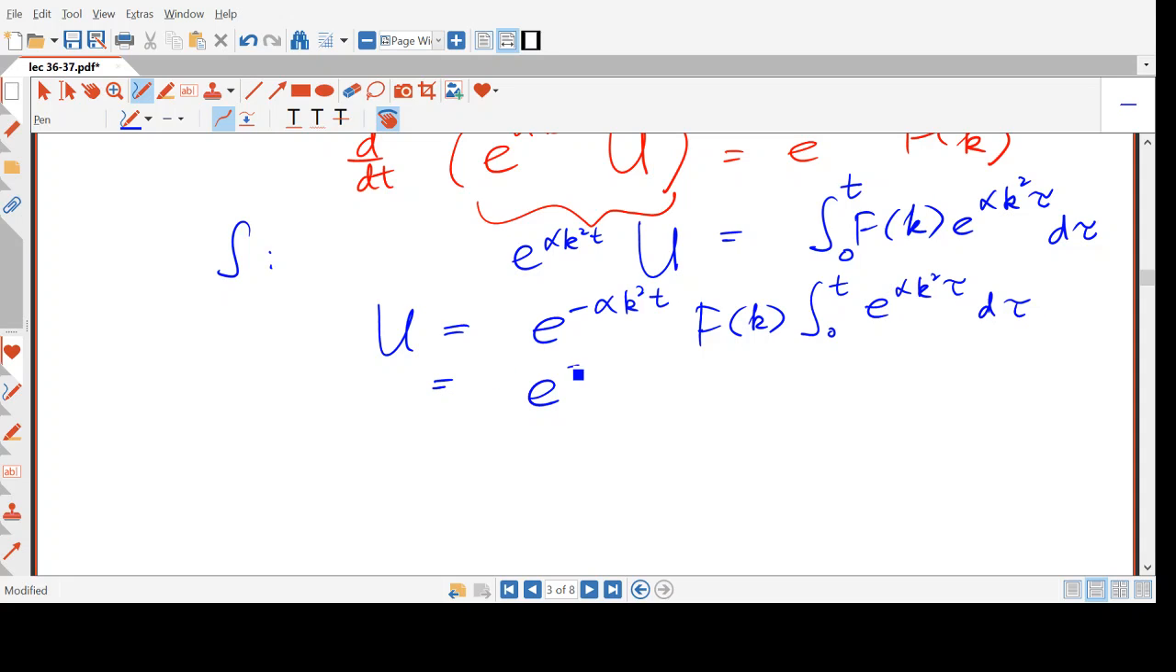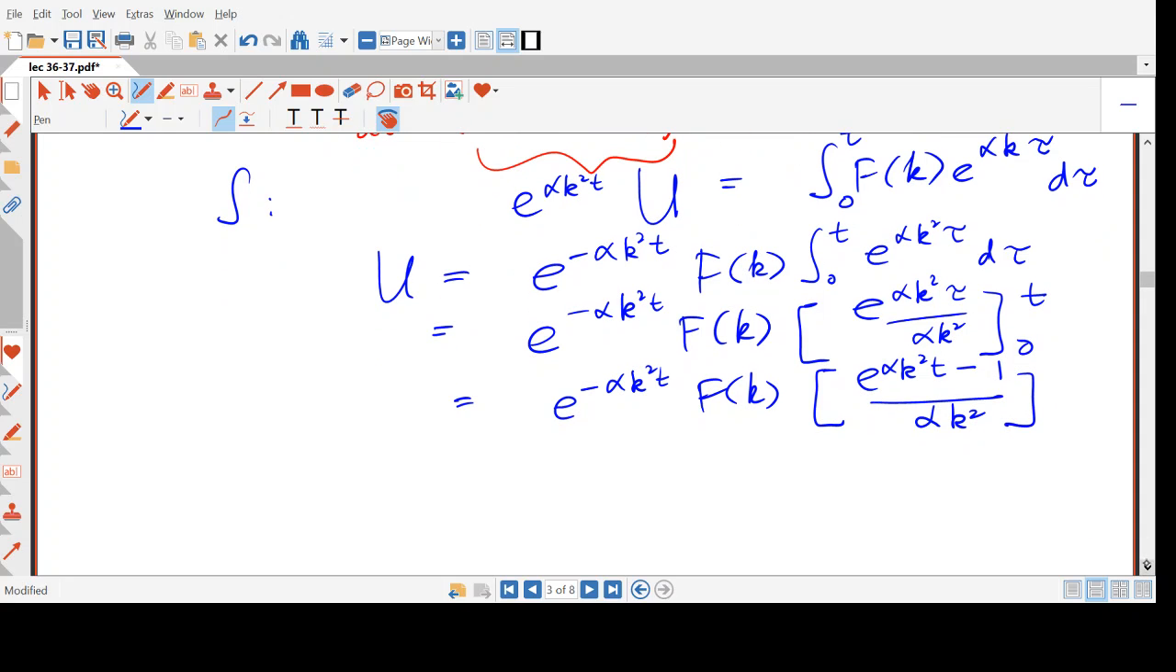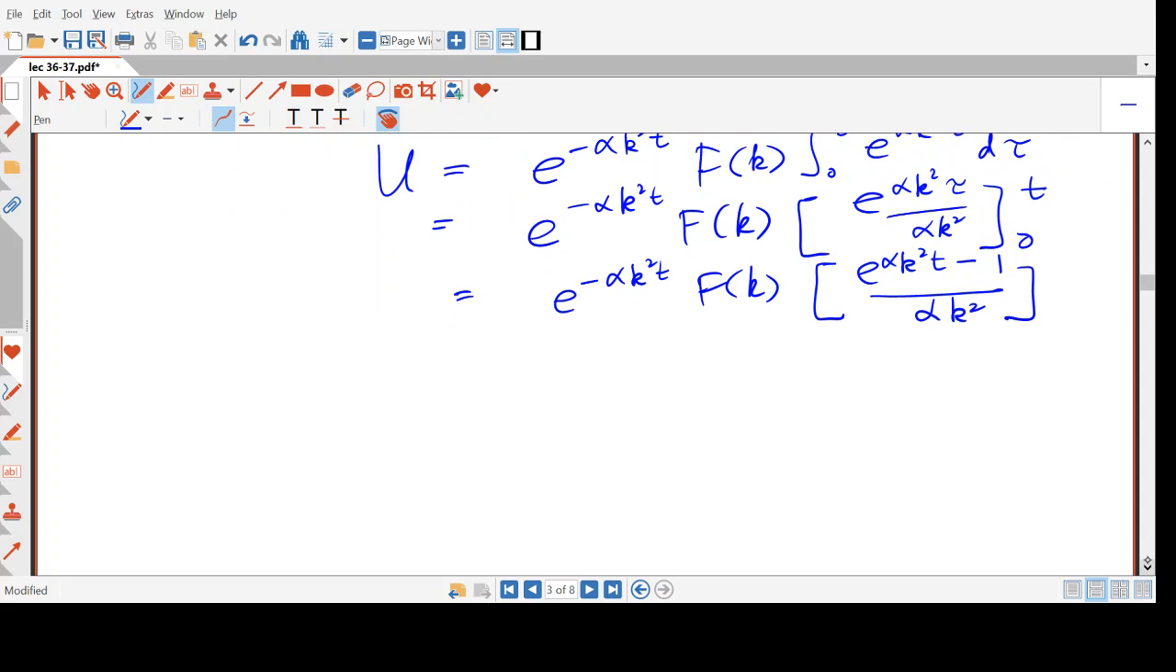Let's complete this: e to the minus alpha k squared t F of k, and this will be e to the alpha k squared tau over alpha k squared from 0 to t. At the end of the day, it becomes e to the minus alpha k squared t F of k, substitute, times e to the alpha k squared t minus 1, all upon alpha k squared. So that gives us the Fourier transform U.